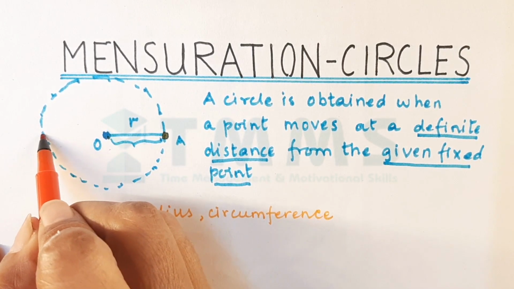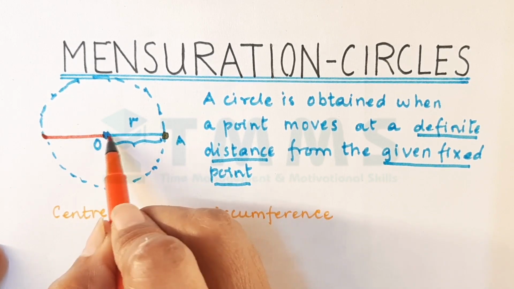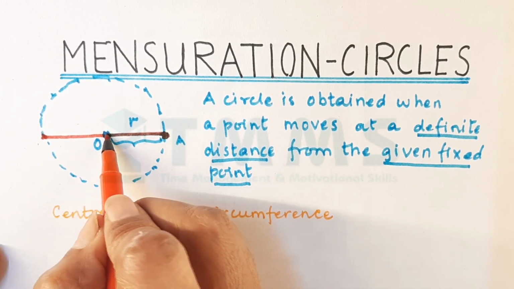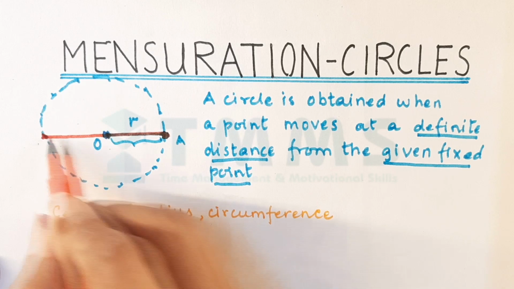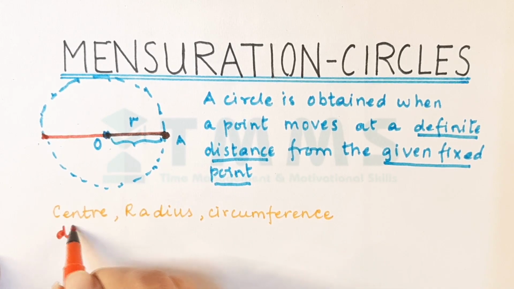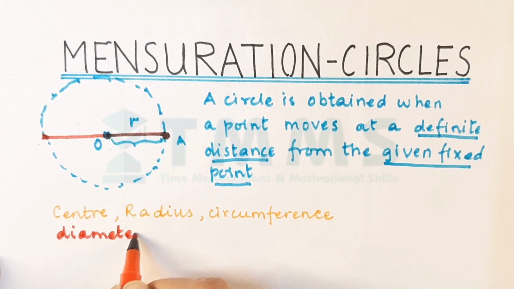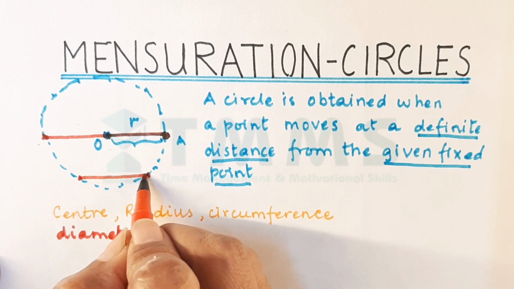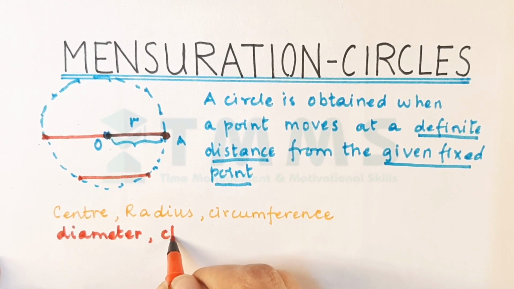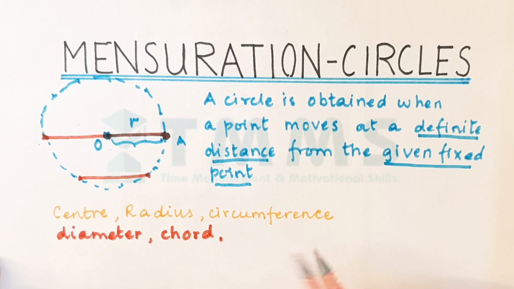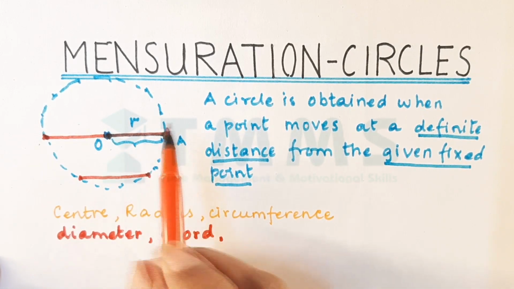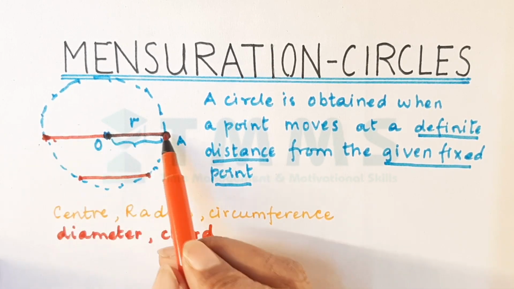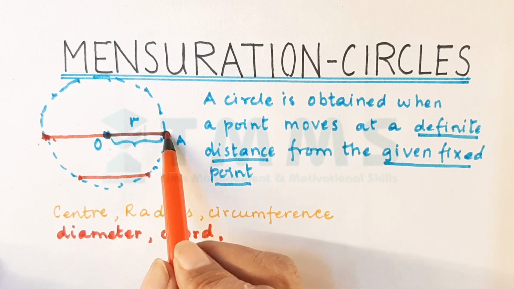Now, if we take two endpoints on the circle such that the line segment joining the two points passes through the center, then this distance becomes the diameter. So we come to the next term, which is diameter. If you take any two points on the circumference and you join them, then what you get is the chord. You see that even a diameter is the distance joining two points on the circumference, and so the diameter also is a chord, but it is the longest chord.